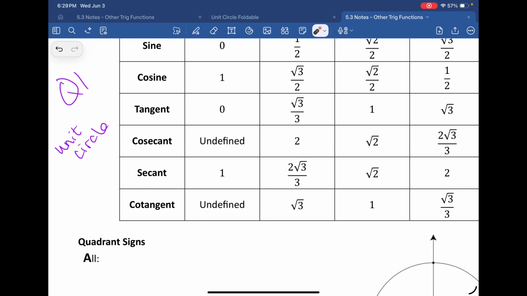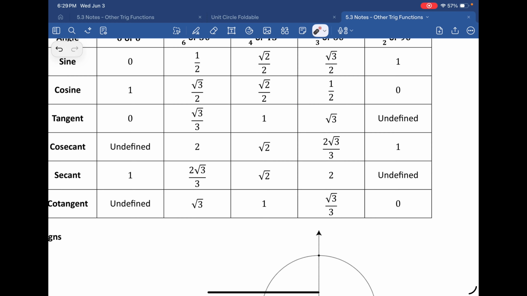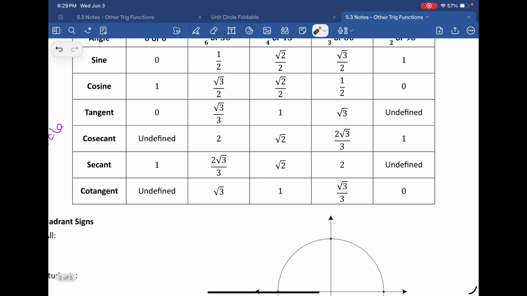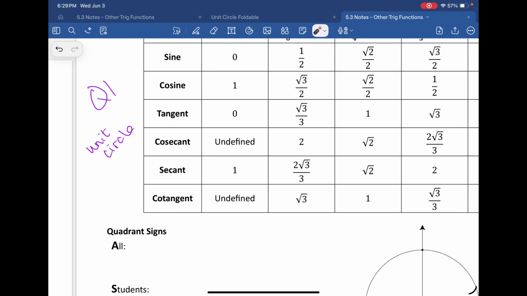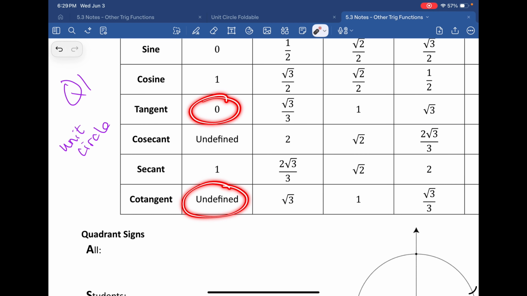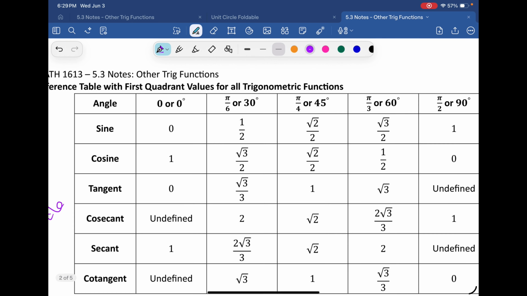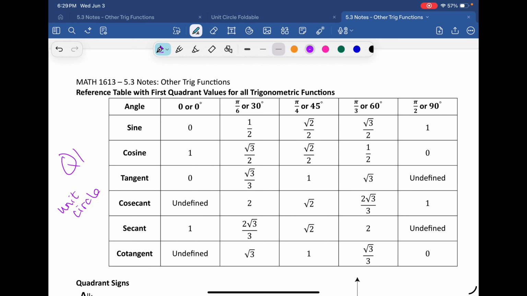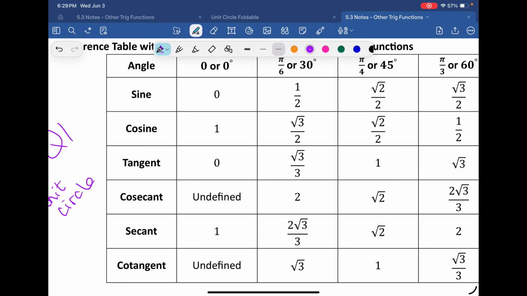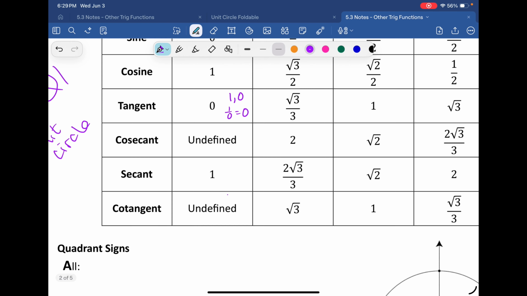All right, so specifically I want you to look at pi over 2. Actually, let's look at 0. So look at tangent and cotangent. Cotangent is undefined, tangent is 0. The reciprocal of 0 is undefined. All right. Because at 0 degrees, you have 1, 0. So tangent is 0 over 1, which is 0. Or cotangent would be 1 over 0, which is undefined.